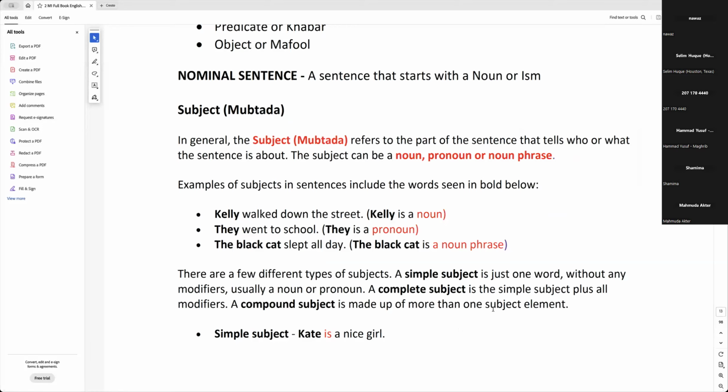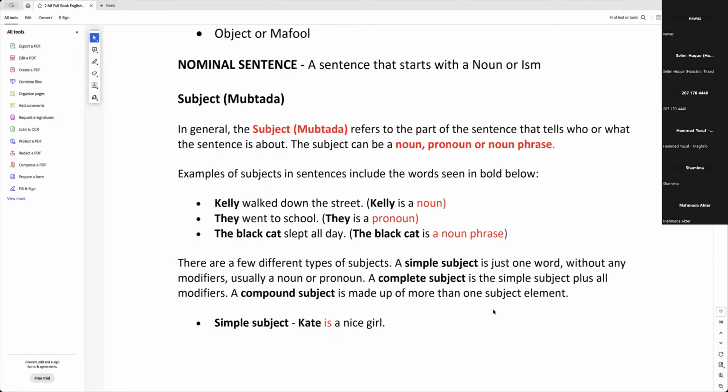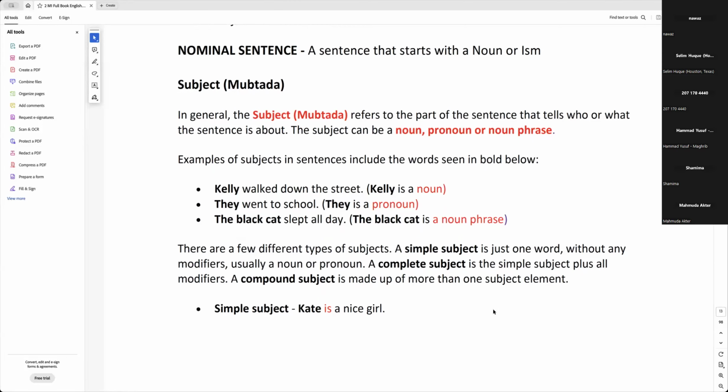Now, if we come to predicate, okay, look at this example. Same sentence. Kelly walked down the street. Now, Kelly did something. Kelly is the subject. Kelly is the doer here. But what did she do? And that is information about Kelly. That is the information about the subject, about the doer. That is predicate. And Kelly walked down the street. What did Kelly do? She took some action. What is that action? So the information about Kelly is that she walked down the street. This is predicate, simple.